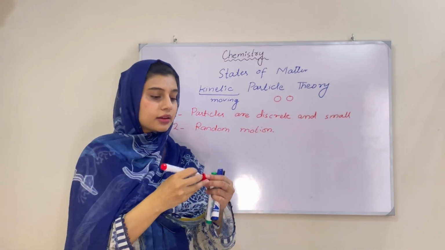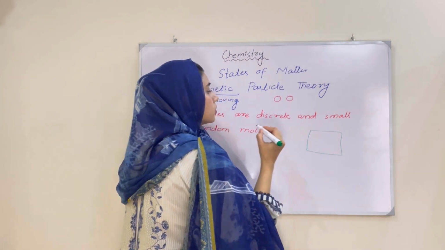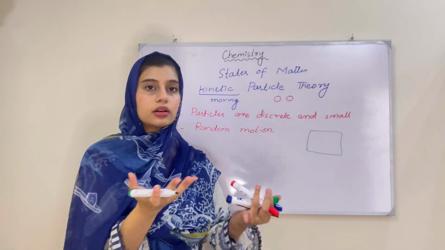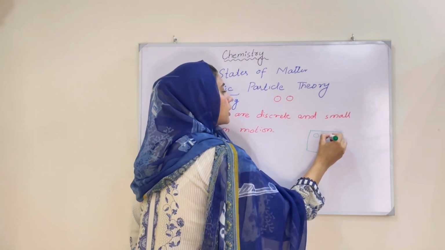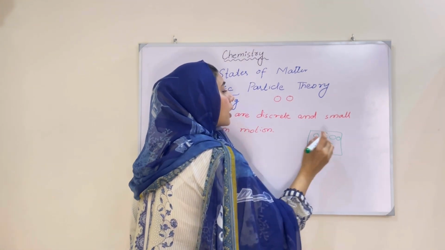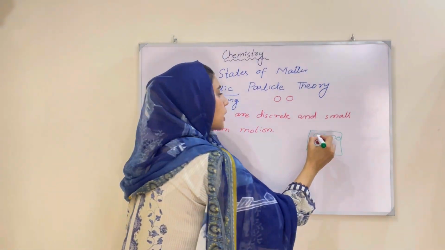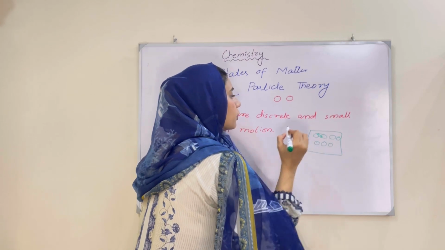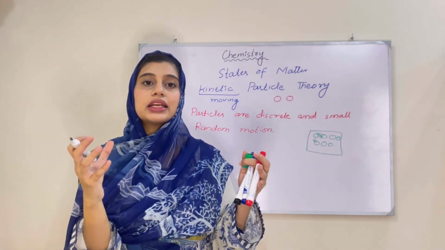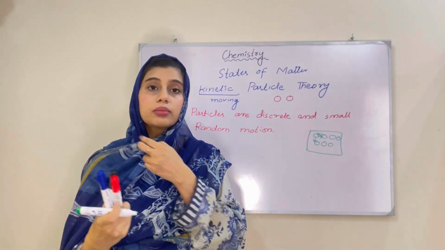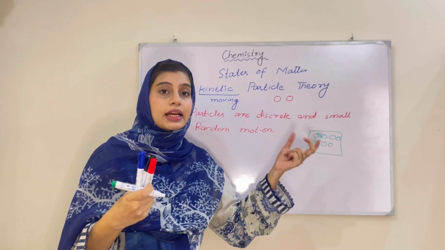Random motion means, for example, this is a block of any state of matter, solid, liquid or gas. We have these particles and the particles are constantly colliding with each other, right? This particle will collide with this one, this with this one, and this one with this one. Like this, every particle is in random motion, moving in any direction, and they show us this random movement.